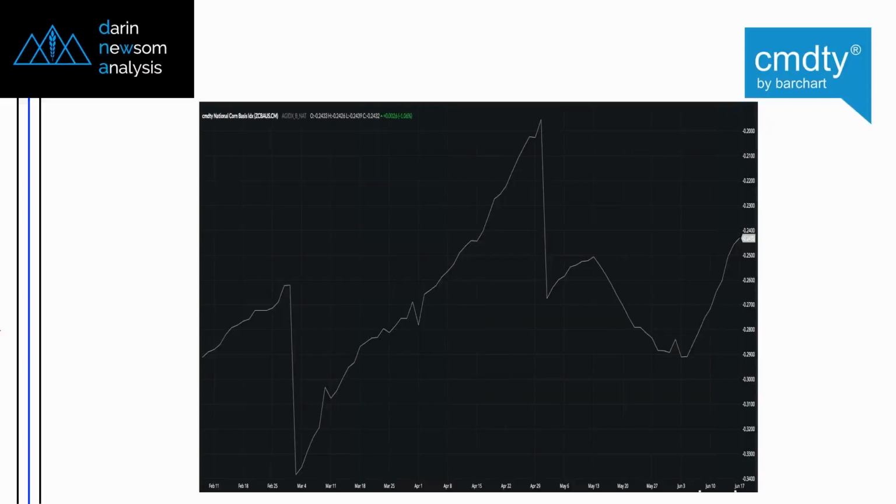But look what's happened. Basis has strengthened by almost a dime, 8 to 9 cents, over the last couple of weeks, almost 3 weeks now, at a time when the futures market is rallying, at a time when we're told that we're going to have 2.2 billion bushels of ending stocks, and when I'm still projecting up to 2.4 billion bushels of ending stocks.